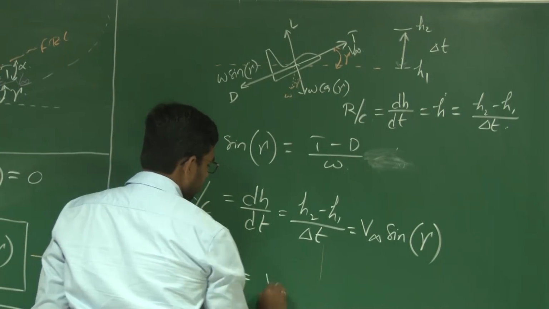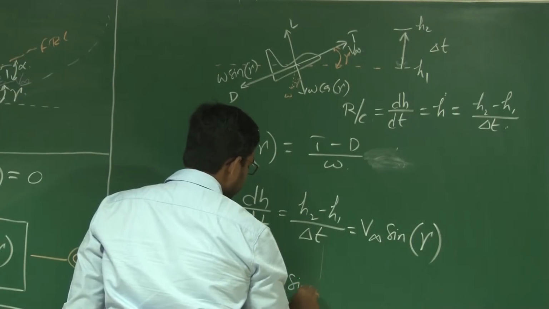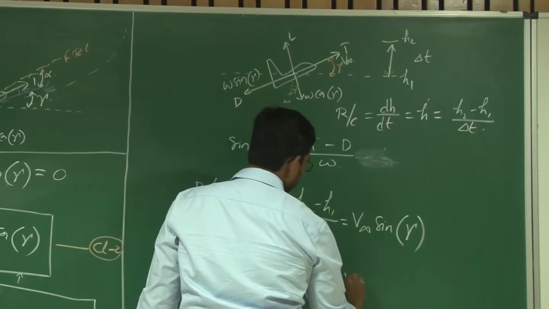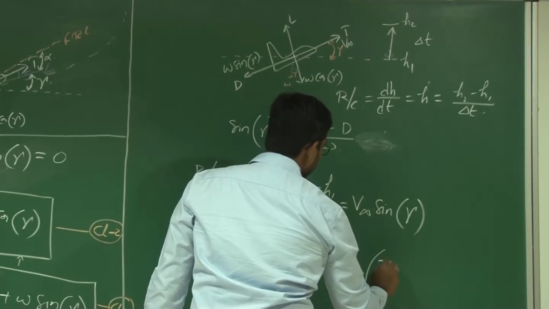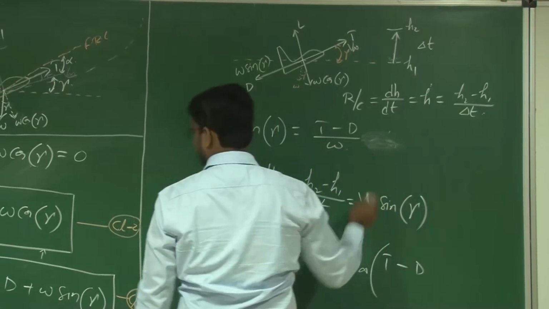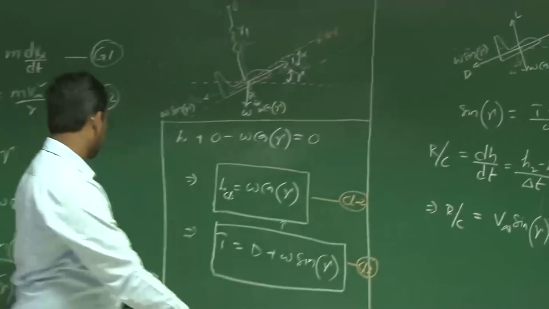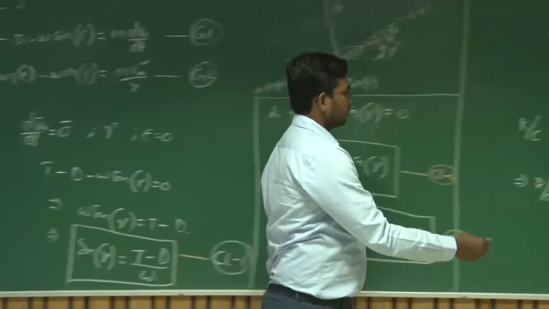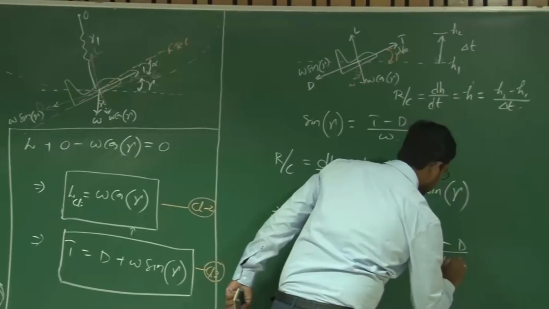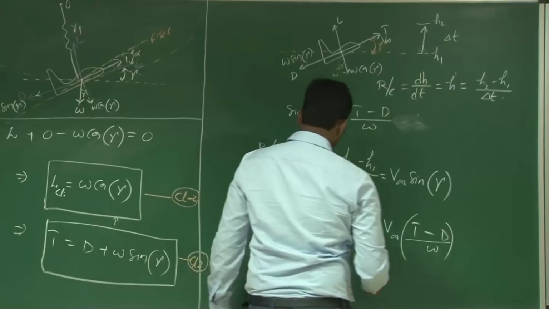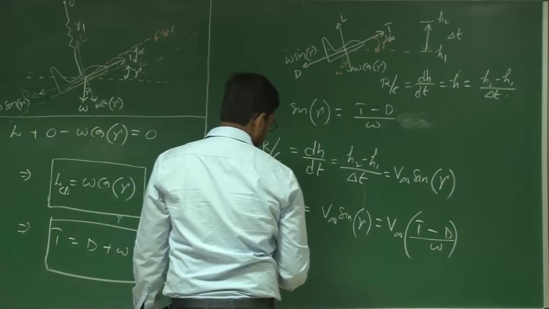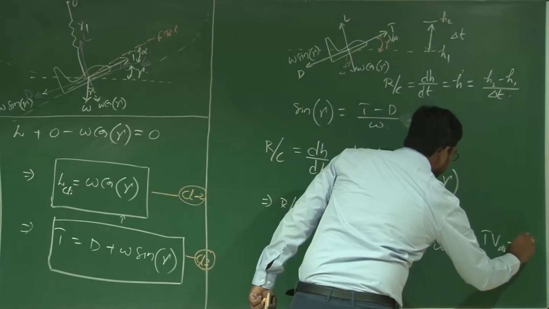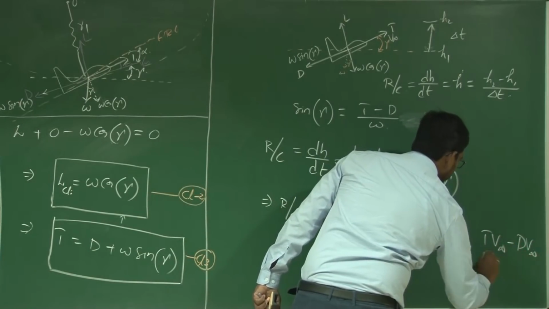Rate of climb is equal to V infinity sine gamma, which is equal to V infinity into T minus D by W. This is from equation climb 1, CL1, which says sine gamma is T minus D by W. So simply substitute the T minus D by W here. This implies T into V infinity minus D into V infinity by W.